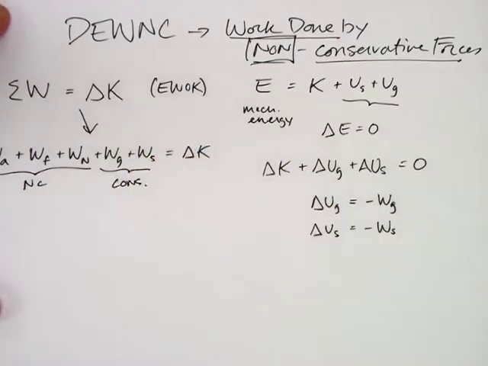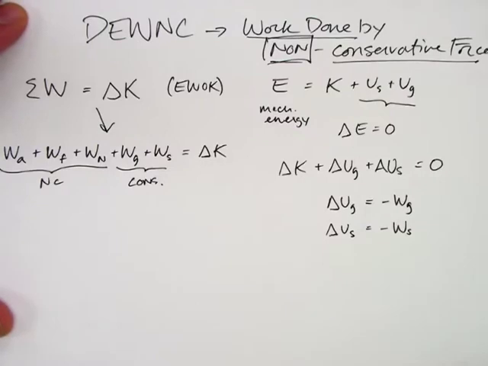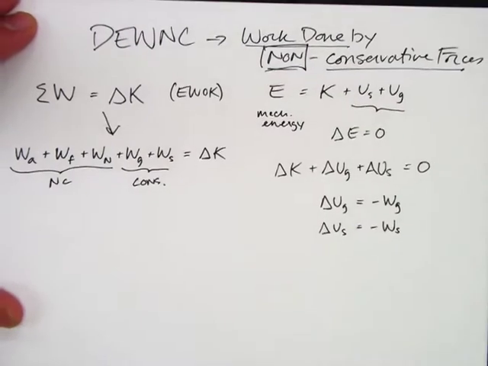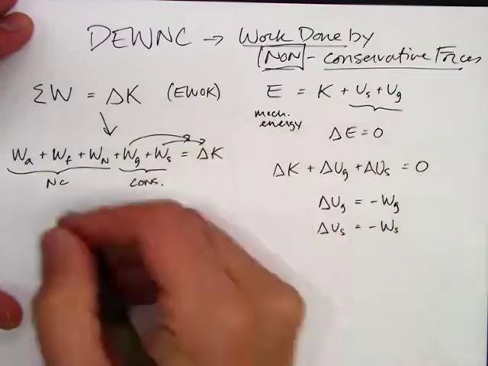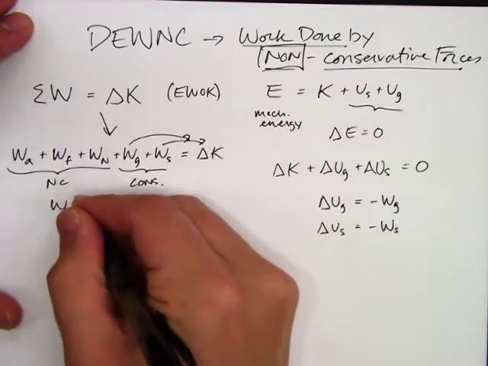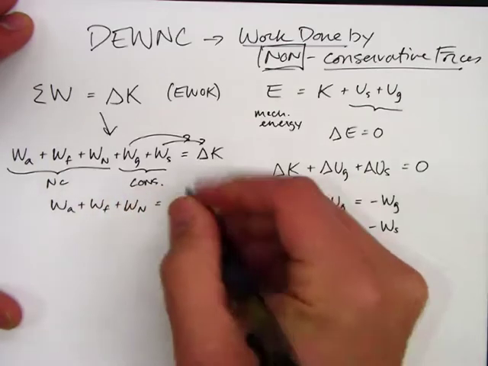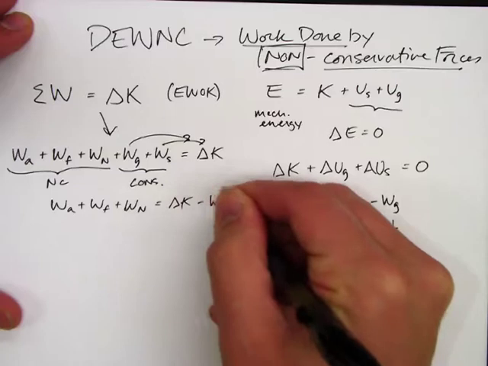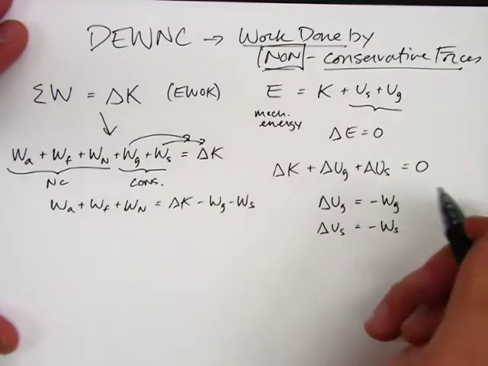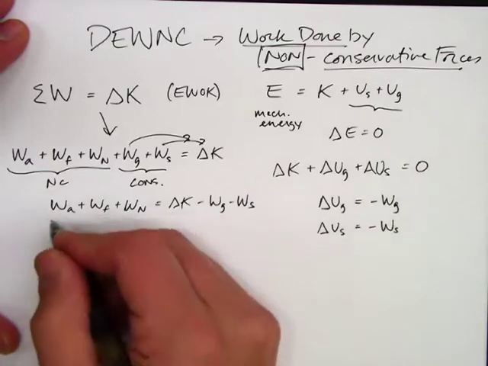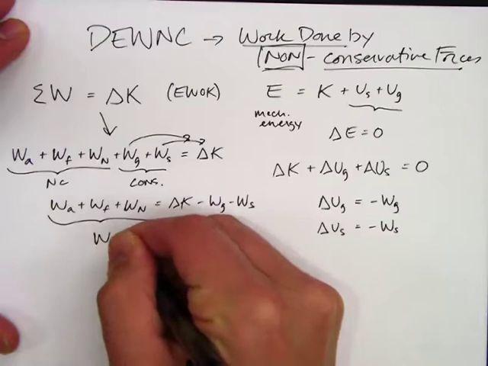So let's get our non-conservative forces on one side. And let's subtract the work done by the conservative forces to the other side. So I'm going to get the work done by the applied force plus friction plus the normal force equals delta K minus the work done by gravity minus the work done by the spring force. Well, what are these non-conservative forces? If I add up all that work, this is just the work done by non-conservative forces.